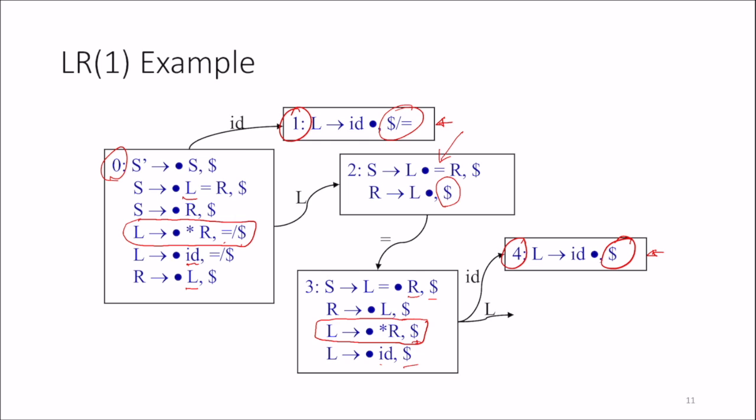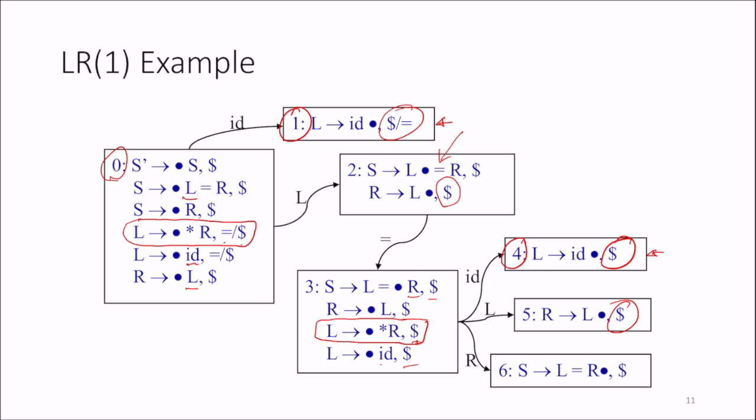If I move the dot across the L, I get a reduce, which is R goes to L dot, and this can be reduced in the look ahead of $. Or if I move the dot across the R, I get S goes to L equal R, and again the look ahead is $. Now if I move the dot across the S from state 0, I get S prime goes to S dot in the context of the $.